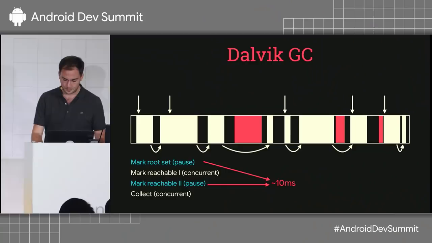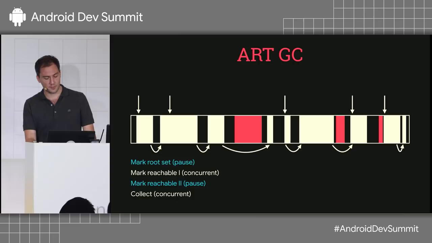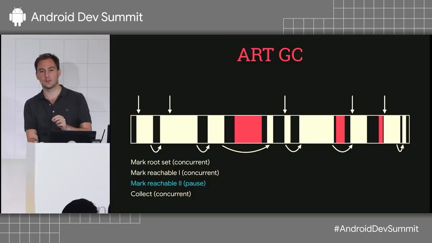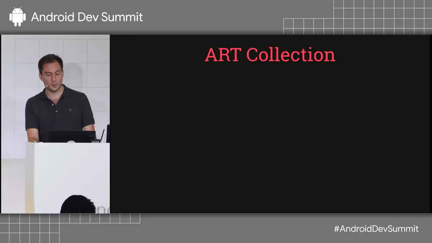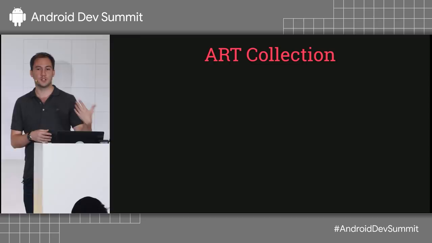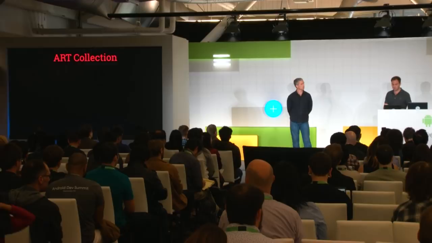So one of the things that Art does is it removes one of the pauses. So now the first step, the marking the root set, finding the roots of all the allocations that are reachable in your heap, is now a concurrent phase. It doesn't pause the application anymore. And on top of that, the second one, the only pause that we still have left, is also a lot faster. So instead of spending 10 milliseconds in there, we only spend about 3 milliseconds now. So at most, your application will probably pause for 3 milliseconds. So if your application is well optimized, even if the GC happens during an animation or scrolling, you should be able to reach 60 FPS without any jank.